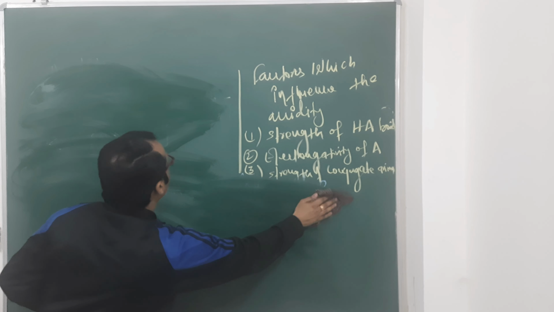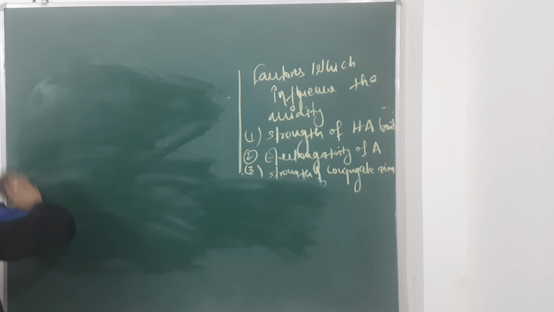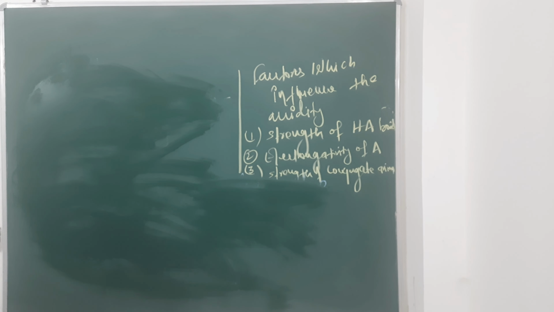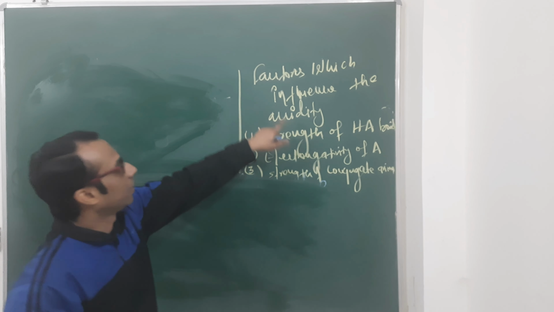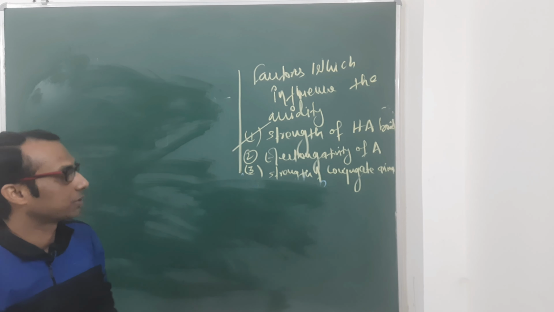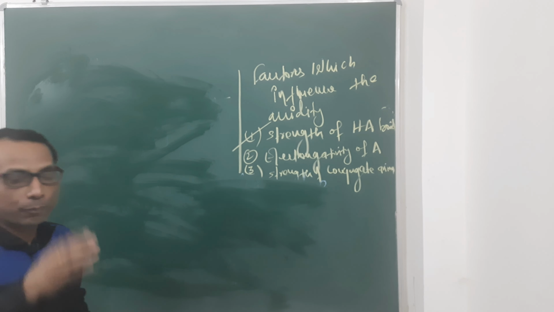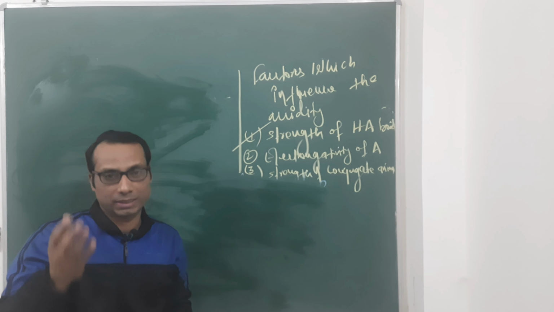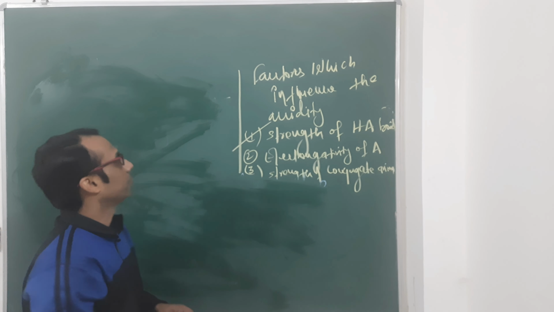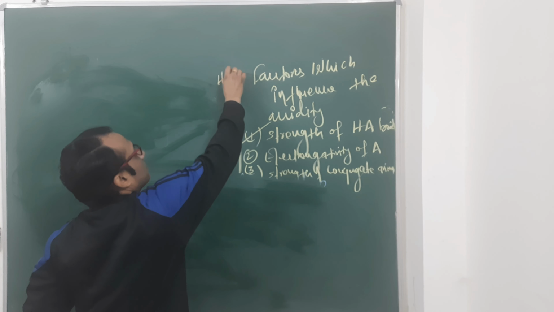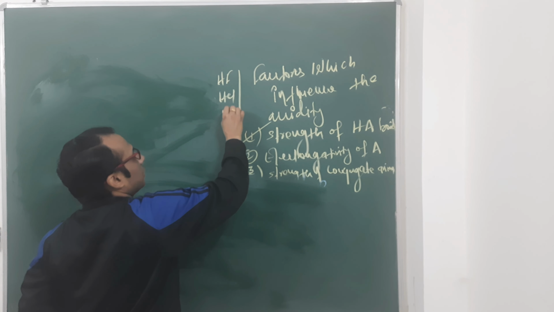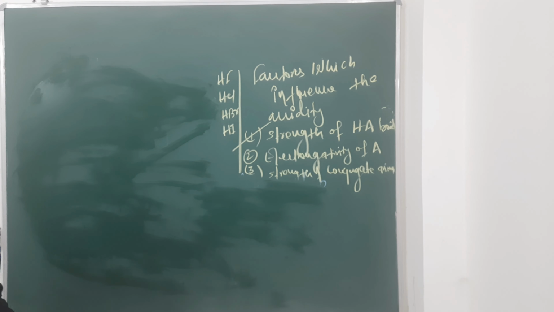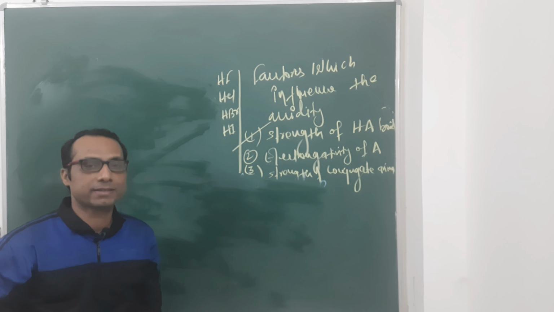One factor is the strength of the H-A bond. First we understand the strength of HA bonds. One thing to see: from top to bottom when we move down group 17, we have HF, HCl, HBr, and HI. Correct?